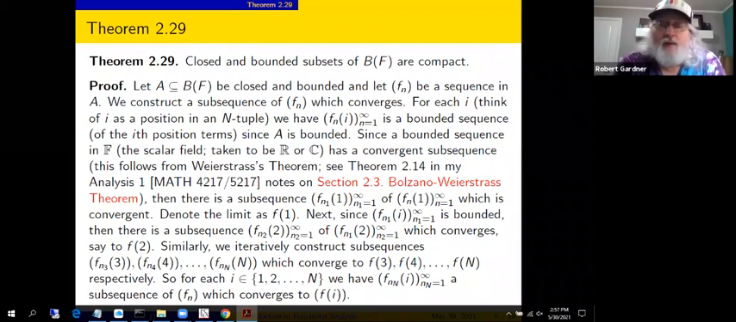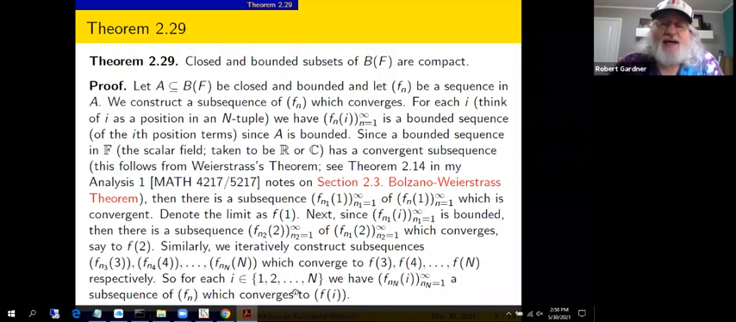When we're done, we'll have a way to describe the indices, and we'll have capital N subsequences of correspondingly f sub n of I subsequence, and they'll each converge. And that'll allow us to find a limit point of some subsequence of this original sequence. So similarly and iteratively construct subsequences, f sub n sub 3 of 3, f sub n sub 4 of 4, and so forth, up through f sub n sub capital N of capital N, which converge to something, denote the respective somethings as f of 3, f of 4, up through f of capital N.